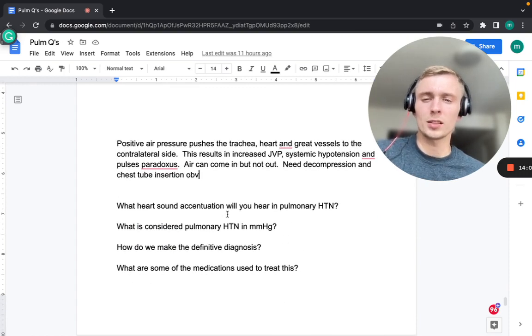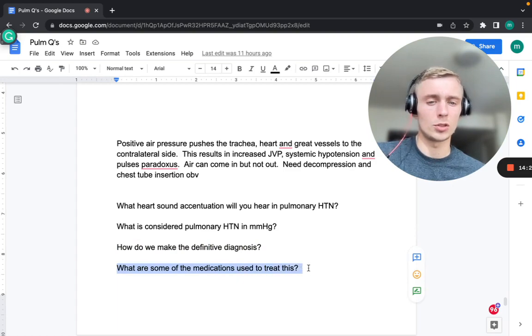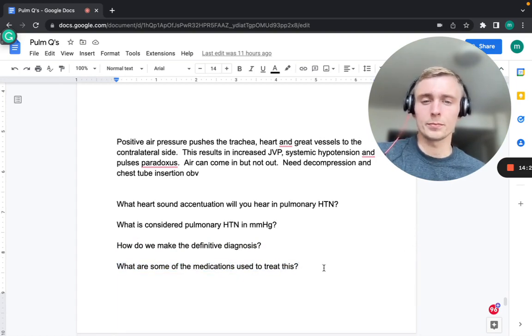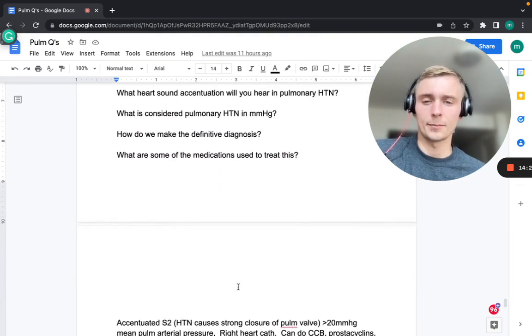Next one, what heart sound accentuation will you hear in pulmonary hypertension? So those pulmonary vessels are hypertensive. What's that going to do to the heart sounds? What is considered pulmonary hypertension in millimeters of mercury? So what is the actual measurement? How do we make the definitive diagnosis of pulmonary hypertension? And what are some of the medications that can be used to treat this condition as well? So pause there, see if you know what those are.